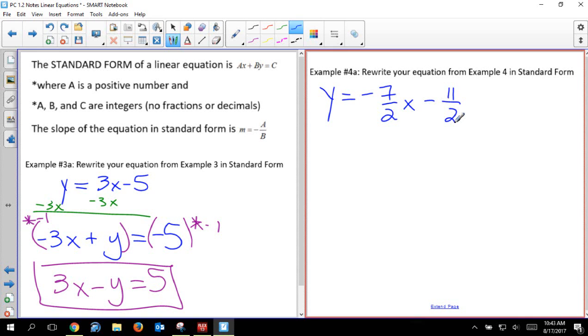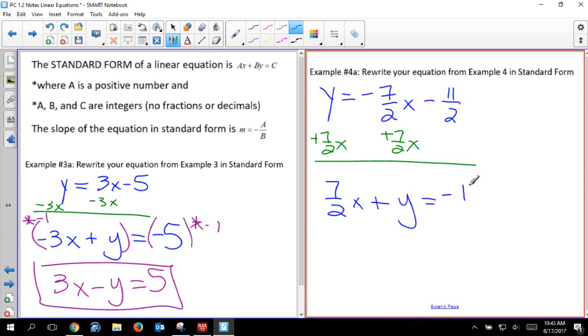What do you think? Add the 7/2 x? Okay, so I added my 7/2 x, now I have the x's, then the y's, then the constant on the other side. Is that standard form? What am I missing? Oh yeah, can't have fractions in it.